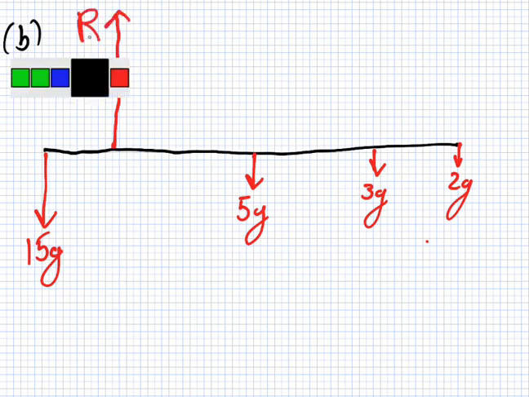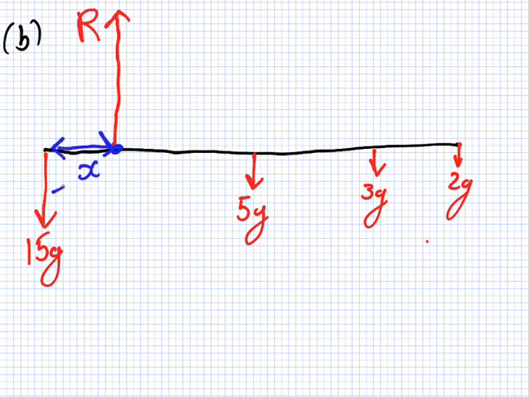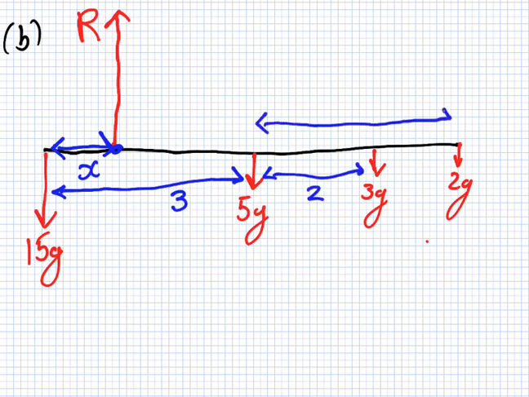Now let's put in the distances in blue. Here to here is x. And then here to here is 3. Here to here is 2, and then here to here is 3. These are all meters. They tell us that?